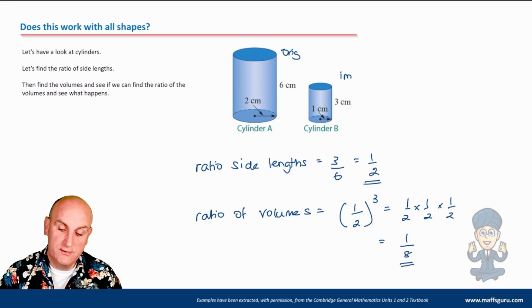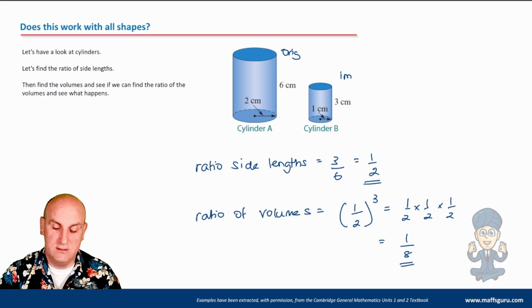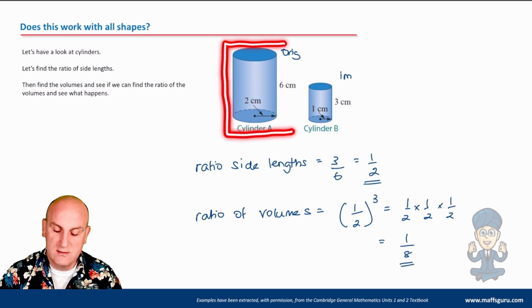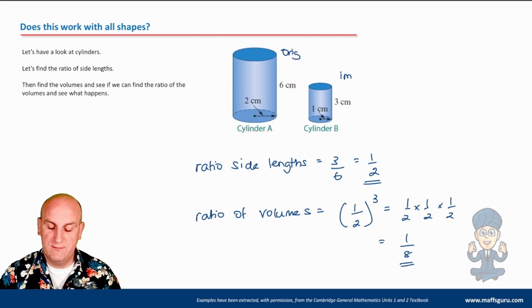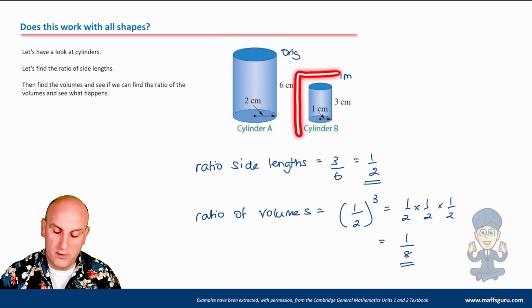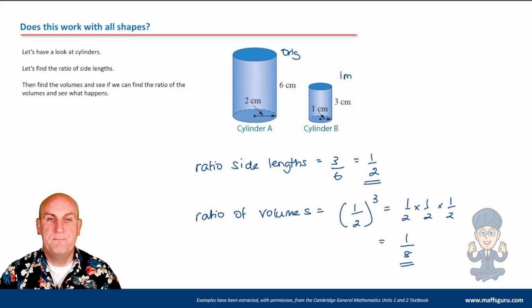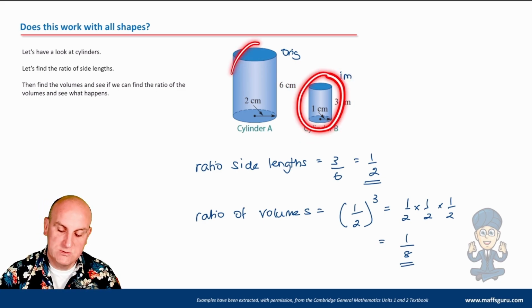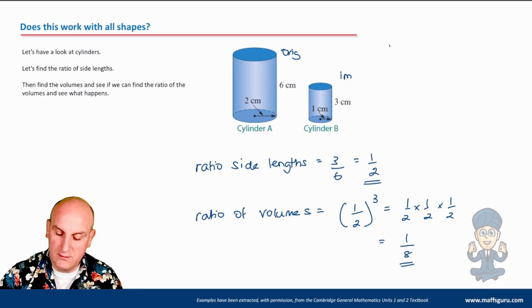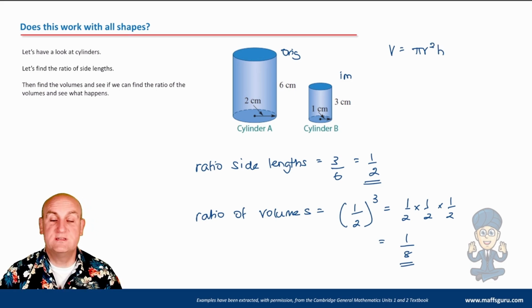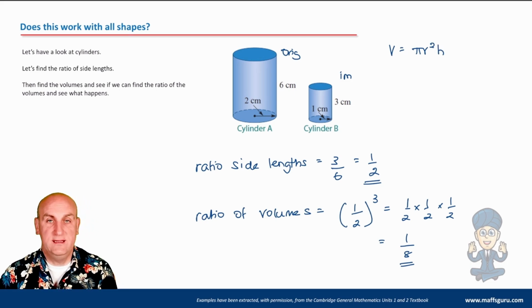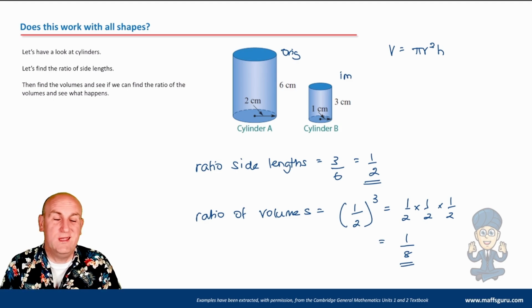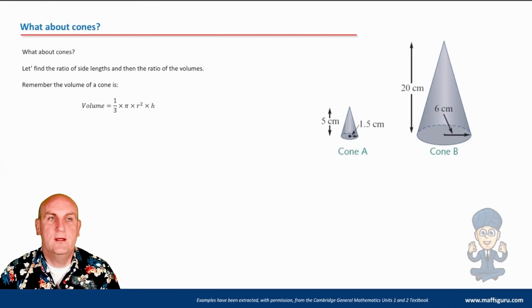I'm fairly sure that if I use my calculator to work out the volume of that shape there and the volume of that shape there, I bet that this one here is 1/8 the size of that one. I'll leave this to you. If you're not sure what the volume of a cylinder is, it is pi r squared times h, where r is the radius and h is my height. I'll leave that to you. Pause the video, go back if this doesn't make sense, and let me know what's happening. What about cones? Does it work for cones?